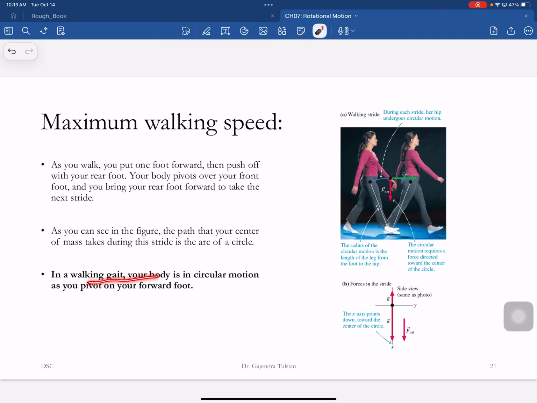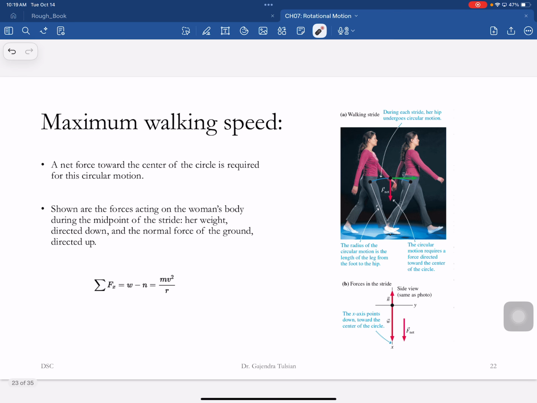So in walking gait, your body is in a circular motion as you pivot on your front foot. As you pivot over your front foot, your body is in a circular motion. And there is the force, the weight minus the normal force, providing the centripetal force. The fastest you can walk corresponds to the normal force being 0. And of course, normal force cannot be 0, so that just gives you an upper limit.